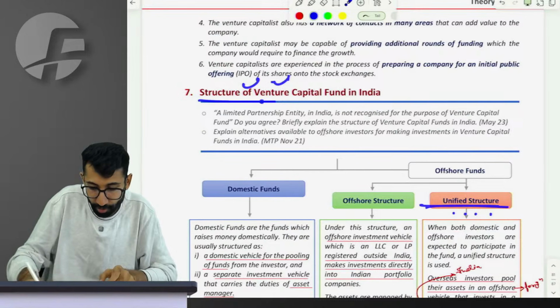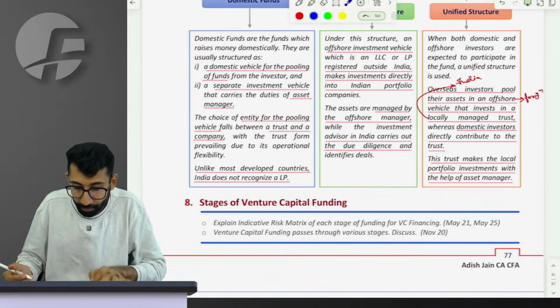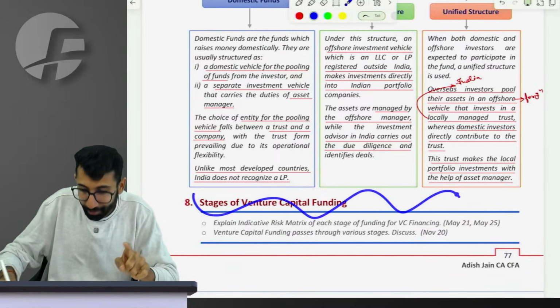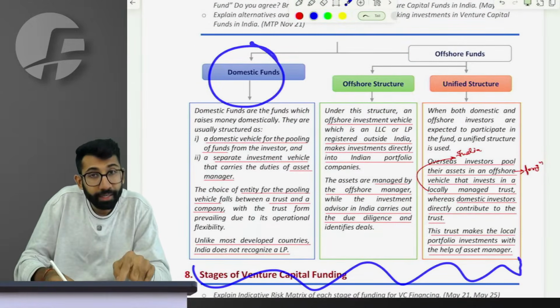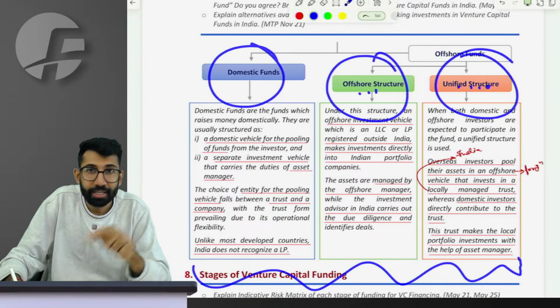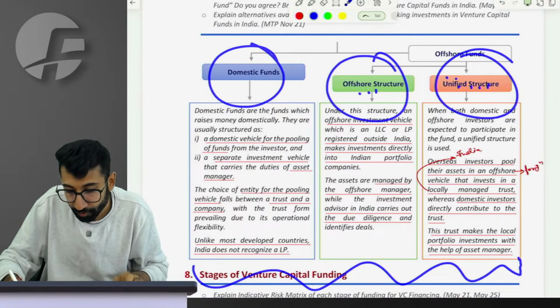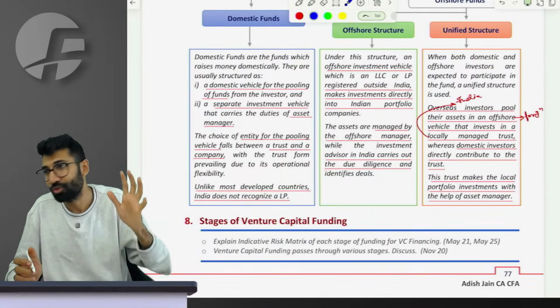This is a type of structure the VC can have in India. So ultimately, please observe that the company being invested in is an Indian company. The source of money here is India. The source of money here is foreign. The source of money here is foreign as well as India, which is why it is called a unified structure. I hope I'm able to convey this to you all.